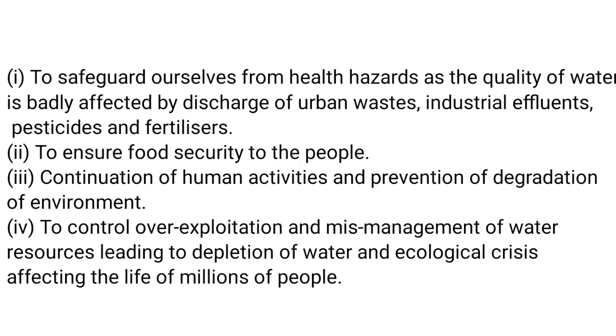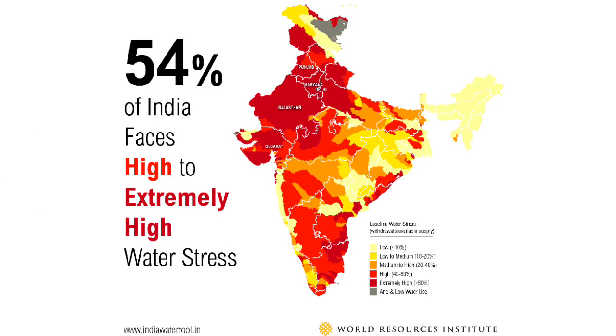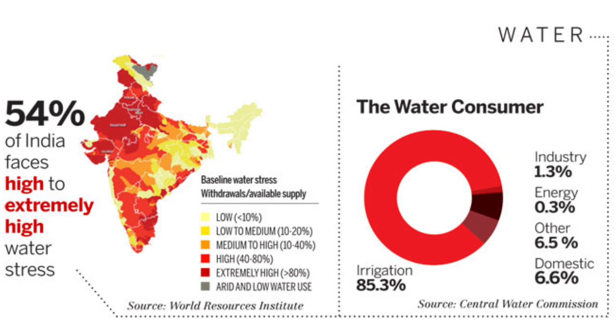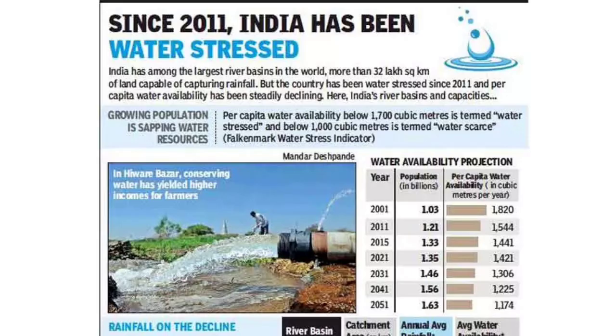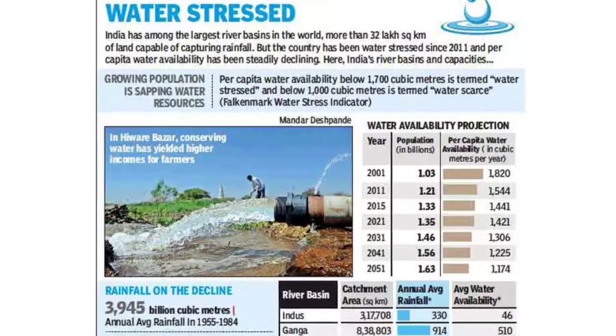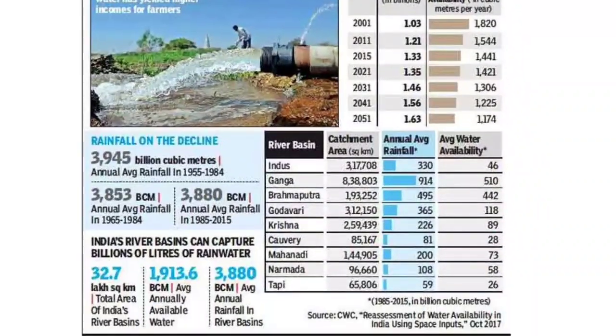So there are 30 million tube wells installed in India. Because of that, 54% of India is facing a very high and extreme level of water stress, because huge consumption of water is required for irrigation, industries, energy and domestic purposes. Since the year 2011, India has been water stressed, and it is the responsibility of everyone to conserve water, because every year the amount of rainfall is also depleting. So in order to survive, we have to conserve water.